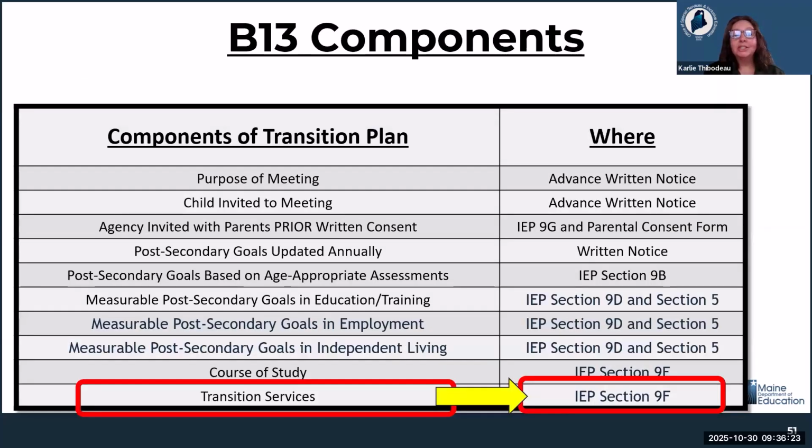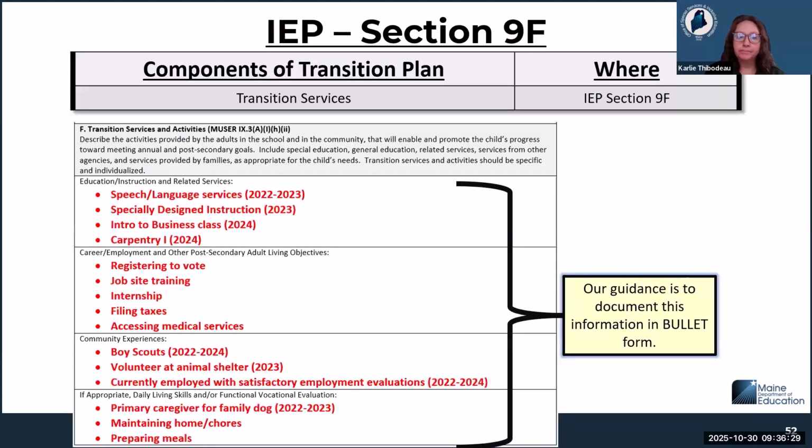Next is section 9F. And these are where you list those transition services for the student. So here you have transition services, and you have several. You have the education instruction, career employment, and then community experiences. And again, you have that final one that is if appropriate. So that last one can be blank.